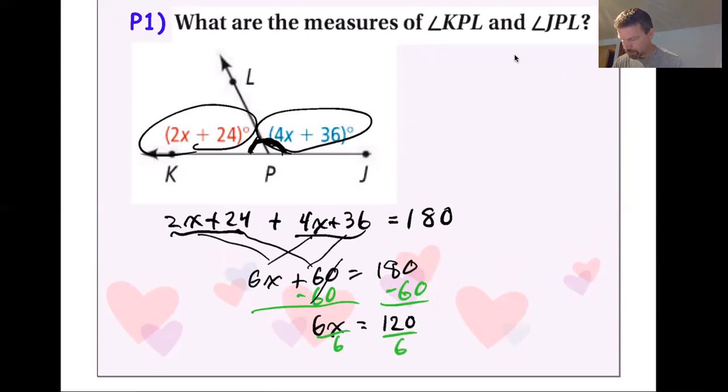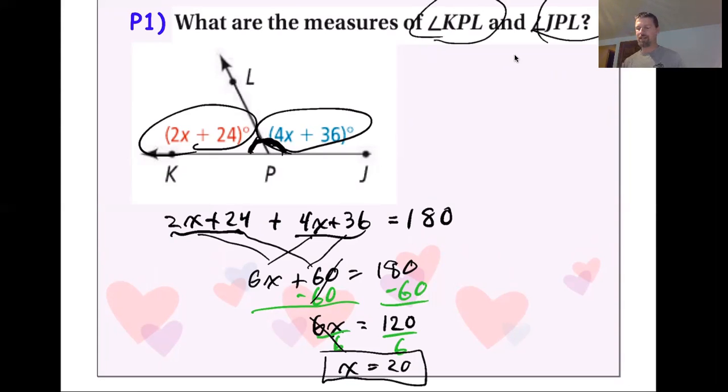And I can figure out what x is. The 6's go away, because multiplying and dividing are opposites. 120 divided by 6, that's 20. Be careful, make sure you're reading the question again. It's asking the measure of KPL and JPL, so then I actually have to take that x equals 20 and plug it back into the first two.